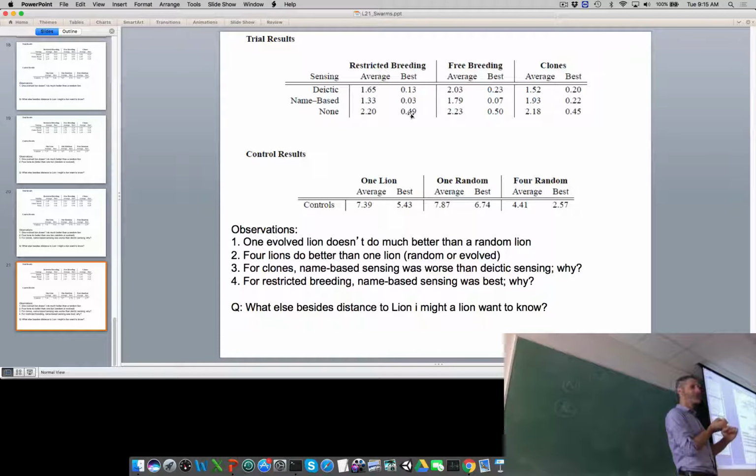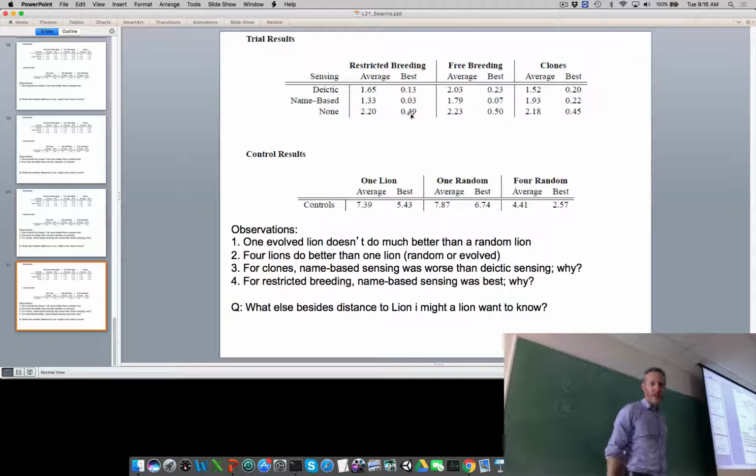Anybody know what actual lions do? Which is, they do specialize. I don't know about that. Okay. I had a question about the name-based. Sure. So are you saying after evolution they would be L1 is the chaser, L2 and L3 are the flankers, and they would come with those roles?